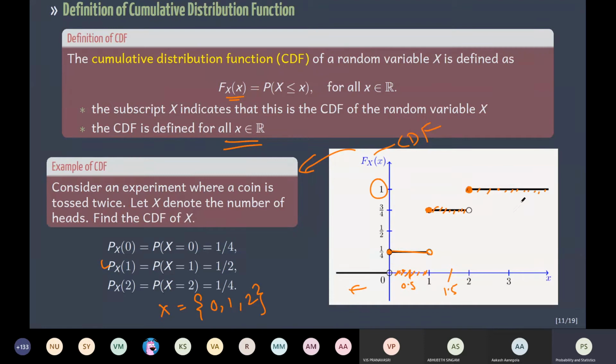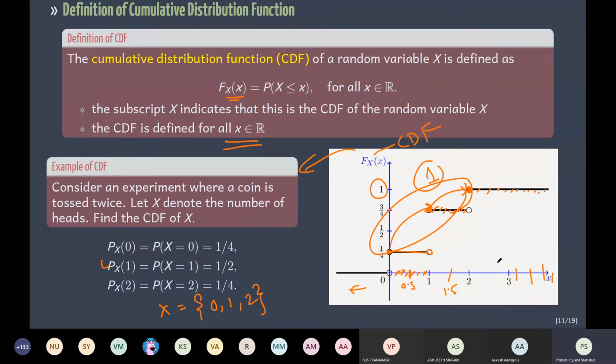I mean, F(x) will be 1 because it's a cumulative, right? So it is adding up all the probabilities. So in some sense, it's adding up the PMF. So anything you take beyond this, it's the sum of the PMF up until this point, and then it will always remain 1 beyond that.